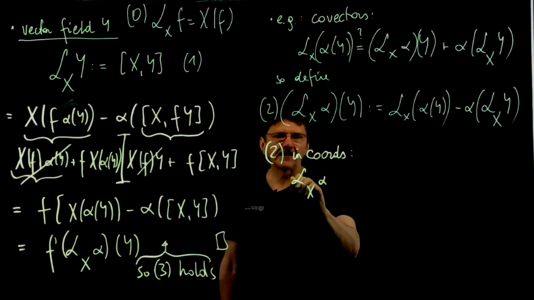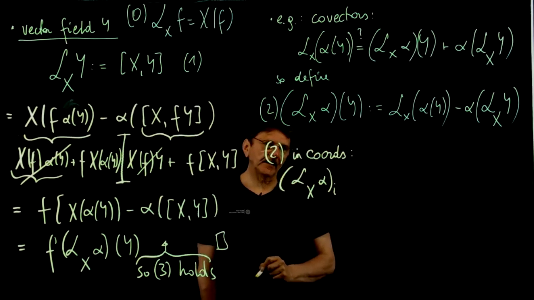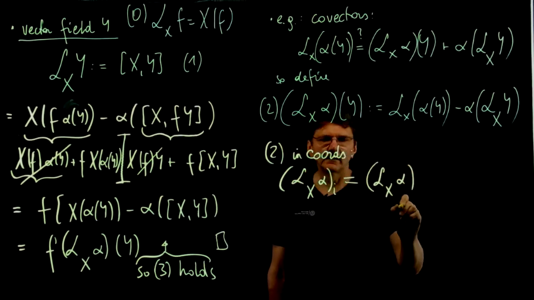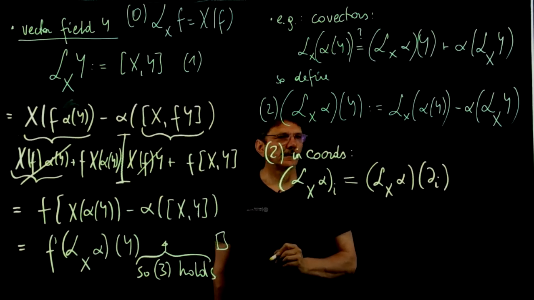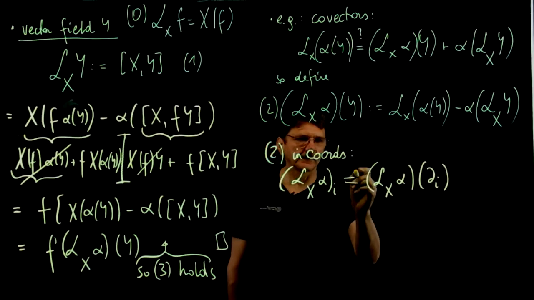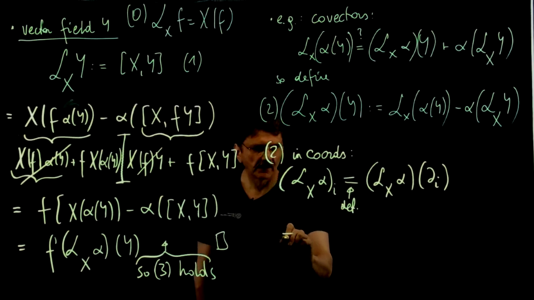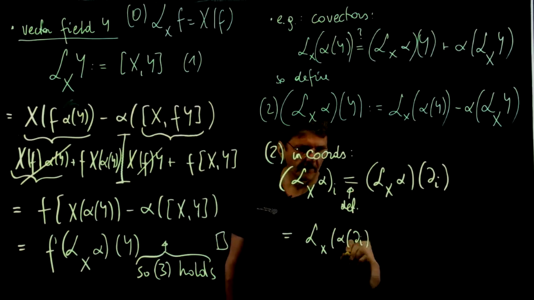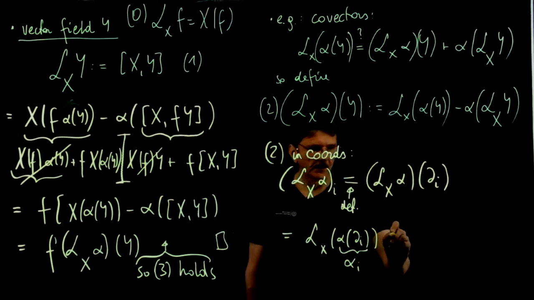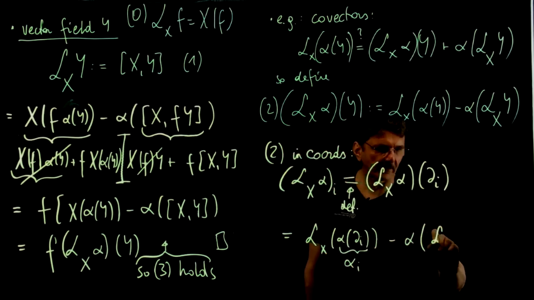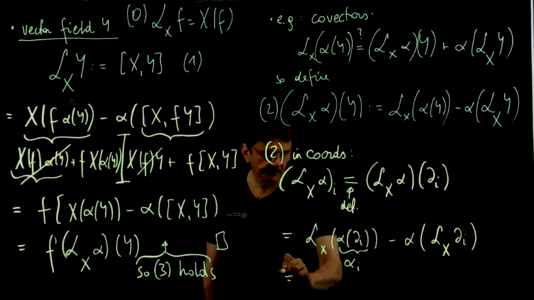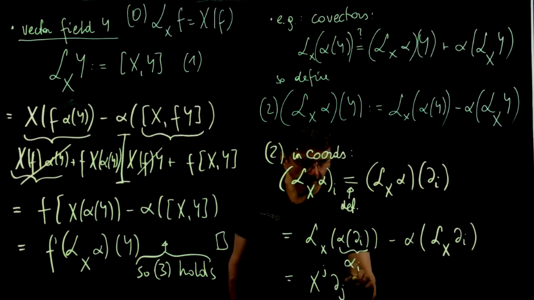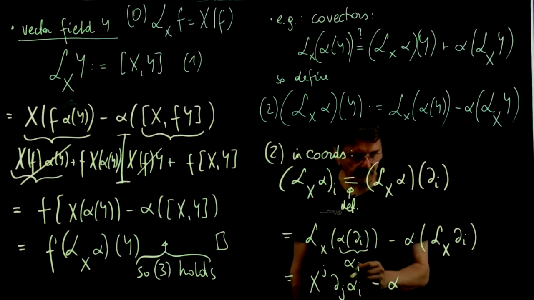So if we look at the i-th component of Lx alpha, by definition, this is Lx alpha acting on di. So this is the definition of what a component is. So this is Lx of alpha of di. And this is, of course, xj dj of alpha i minus alpha acting on Lx of di. Now, this is a function, so this is just the derivative xj dj of alpha i minus alpha of the commutator of these vector fields.